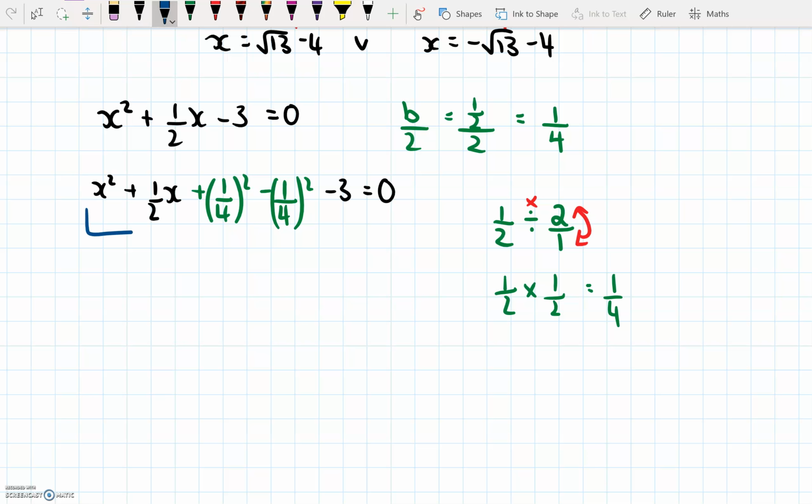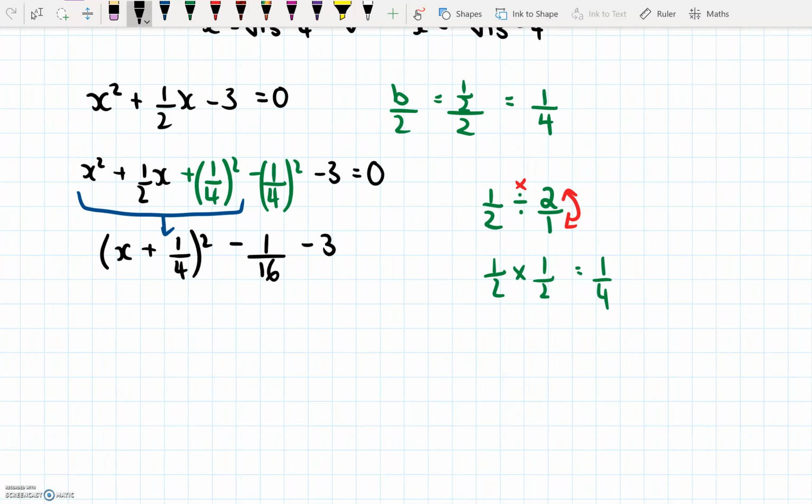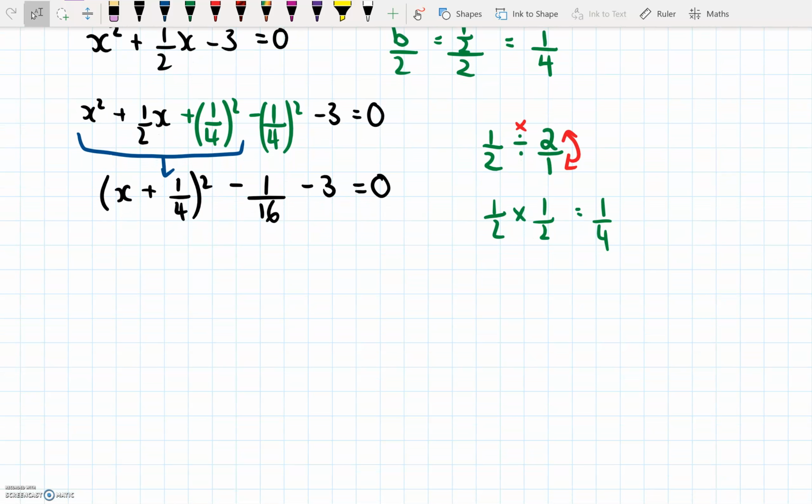This part here, not all of it, this part here is going to become x plus 1/4 squared. Then we're going to minus 1 over 16, because we square the top, square the bottom, so squaring 1 is 1, and squaring 4 gives us 16. Minus 3 equals 0.